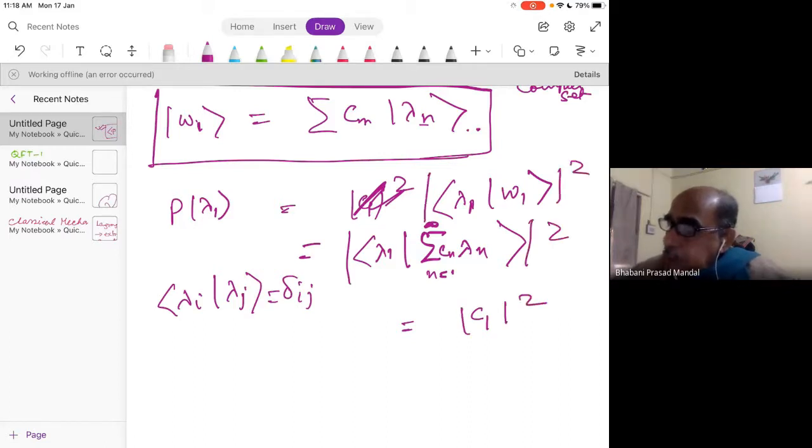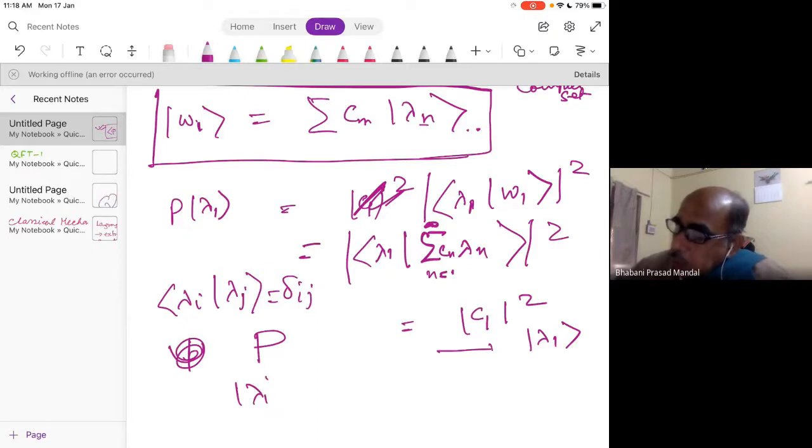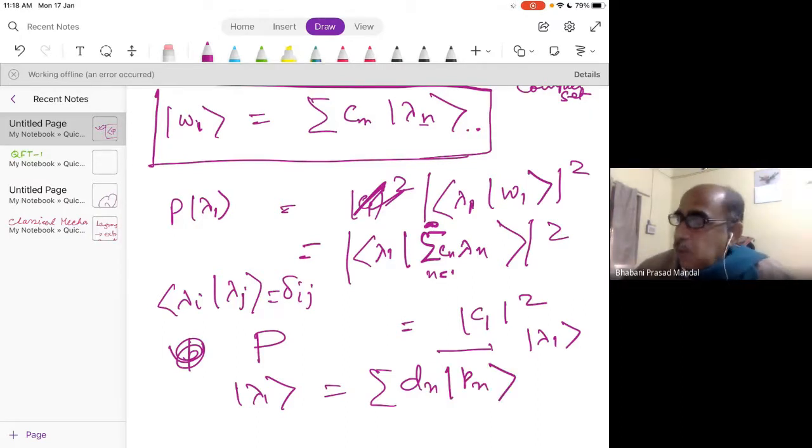Now if you want to measure a third operator, say the p operator, then after this result is lambda 1, my wave function will be lambda 1 after this measurement. So then lambda 1 has to be written in terms of dn times pn, the eigenvalues of the p operator. So every time you have to write in a complete set, and then make a measurement. Okay, any question about that?